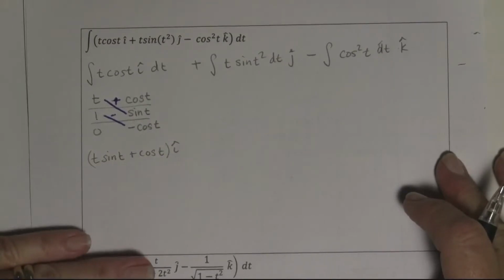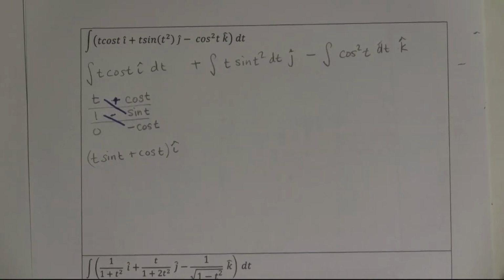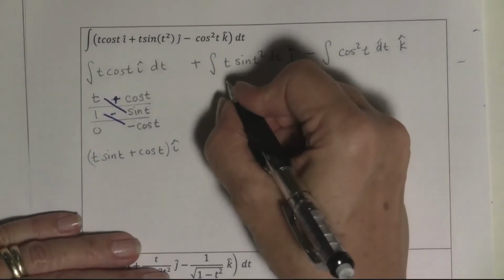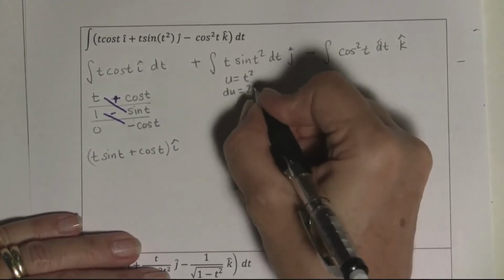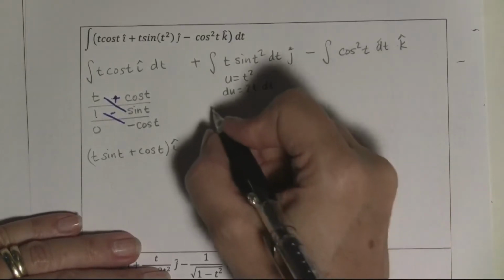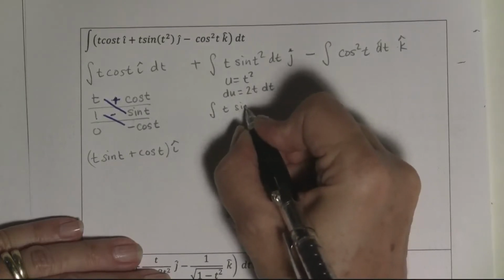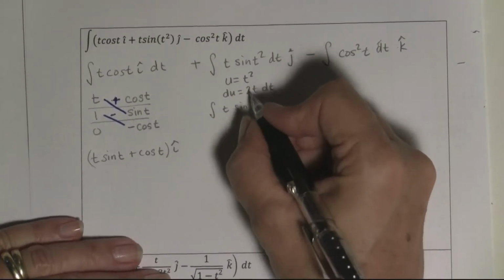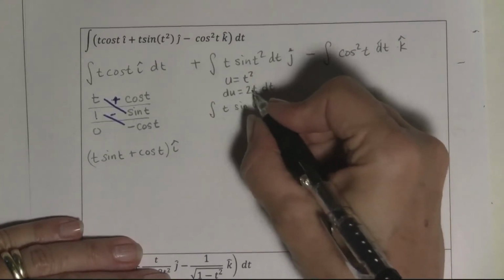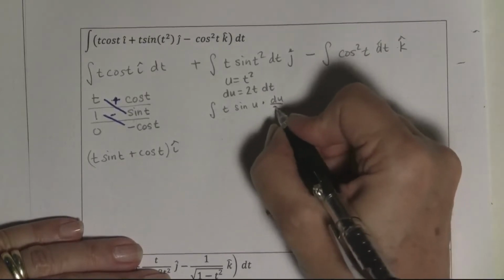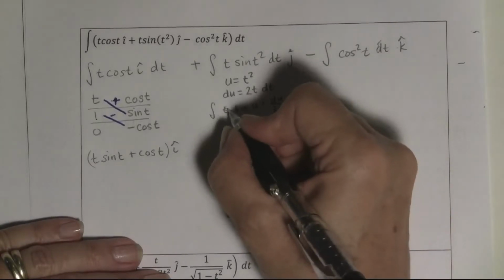And then I want to move on and do my j component. Now my j component, I don't have to use parts. I can do a u sub on it. I can let u equal t squared. Then du equals 2t dt. And yeah, I do everything the baby way. Then the integral here will be t sine of u, because I'm replacing u with t squared. And then dt is du over 2t, right? I'm just dividing that in my head. And yeah, the t's cancel out. That was the reason that I did that.